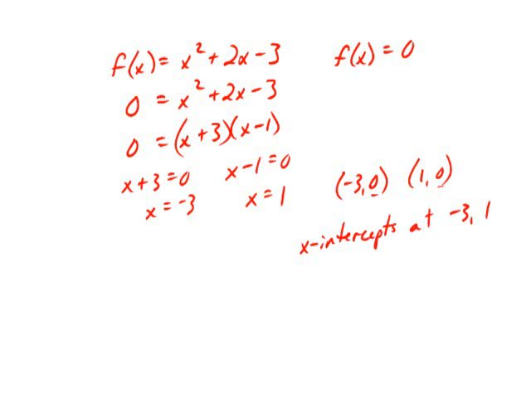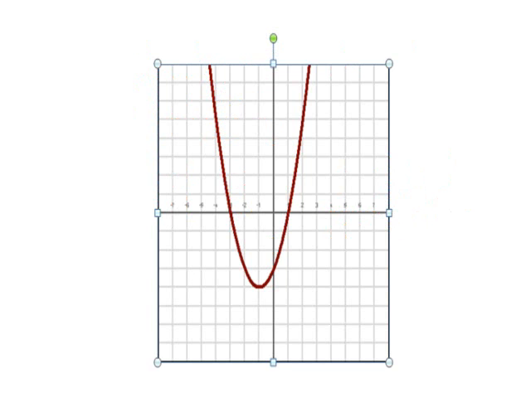If I look at a graph of this function, we can see that we have x-intercepts at -3 and +1.